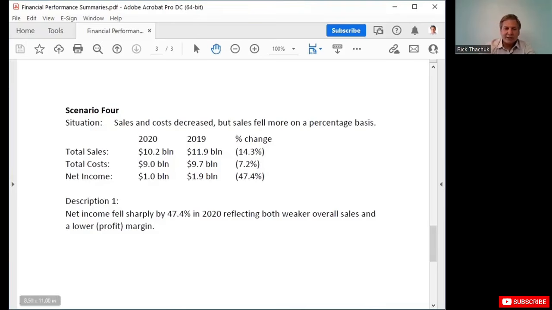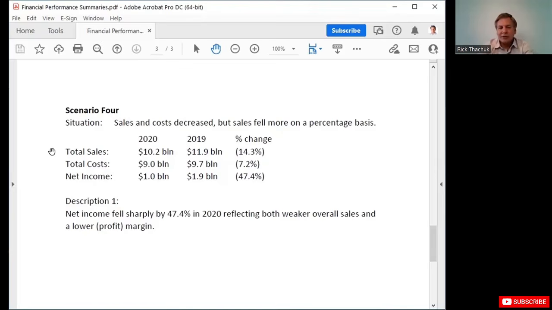it is this. Net income fell sharply by 47.4% in 2020, reflecting both weaker overall sales and a lower profit margin. We came across this reflecting in our prior lecture, and so there are the two reasons for it. Sales were weaker overall, and we had a lower profit margin. So this one sentence again does a nice job of describing this dismal performance.